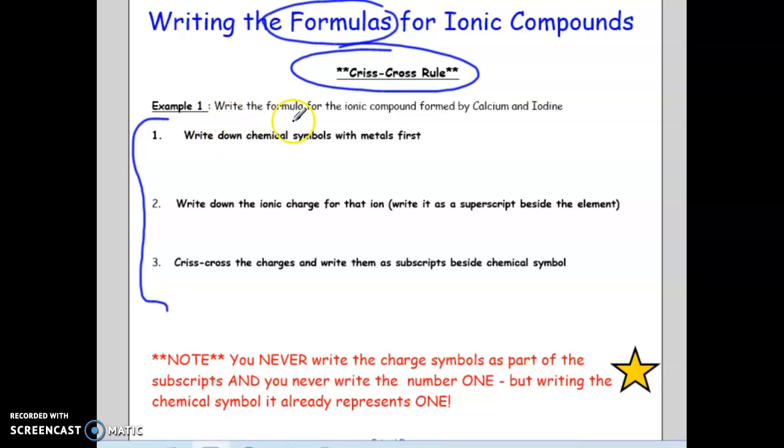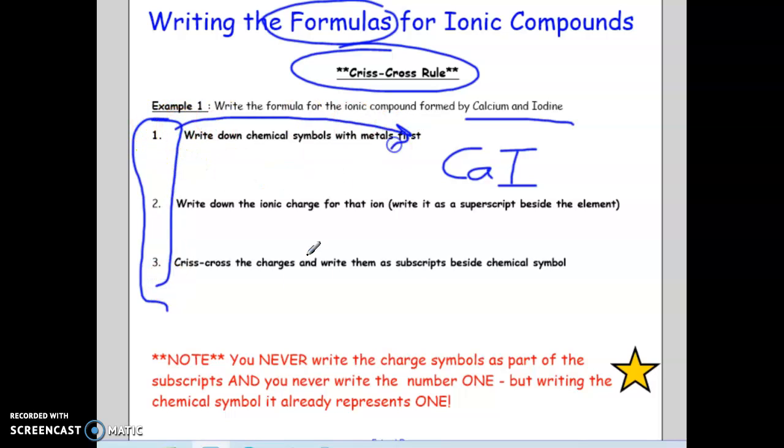So we're going to write the formula for a compound with calcium and iodine. You always start by writing the chemical symbols. So we have calcium and we have iodine. I'm going to do all 3 steps in one location. So we've written the symbols down. We're then going to write down the ionic charge for the ion as a superscript beside the element, meaning we're going to write it on top.